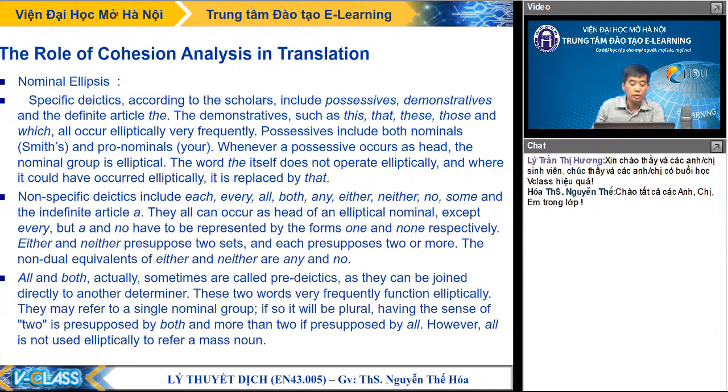Now we also have other kinds of ellipsis. We have nominal ellipsis. It means that some of the nouns can be omitted. And of course, we have to replace the noun with a possessive or demonstrative, for example this, that, these, those. And sometimes we use which to show nominal ellipsis. Usually we have some determiners, for example each, every, all, both, any, either, neither, no, some, etc.